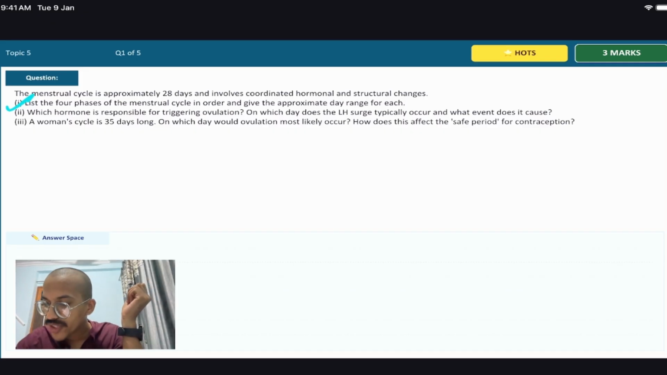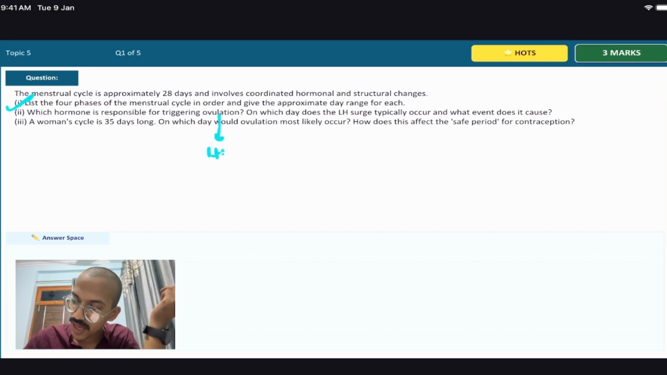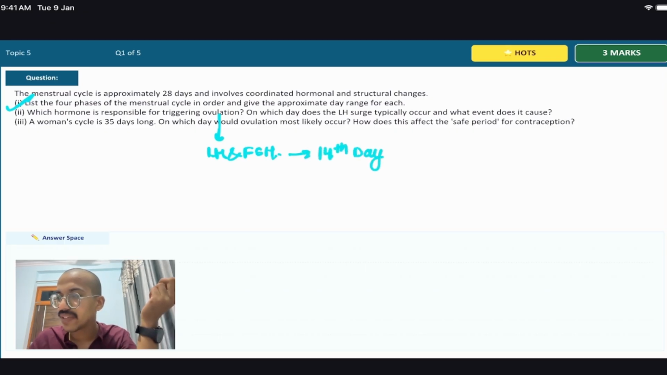Which hormone is responsible for triggering ovulation? That is LH, along with FSH. On which day does the LH surge typically occur? That is the 14th day. And what event does it cause? The Graafian follicle ruptures.